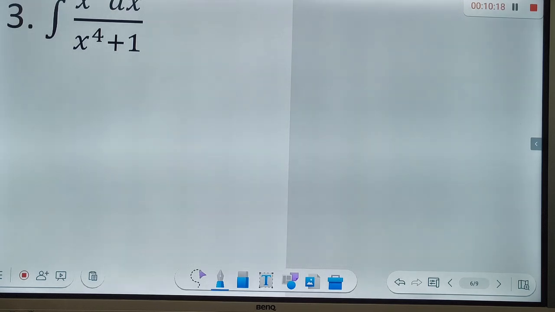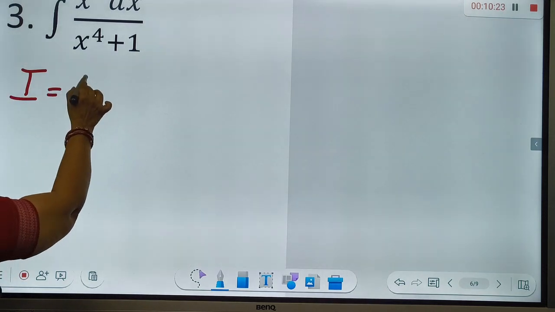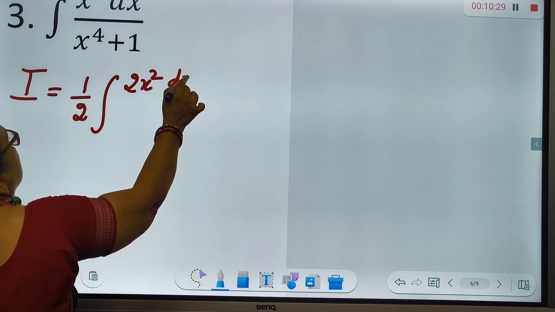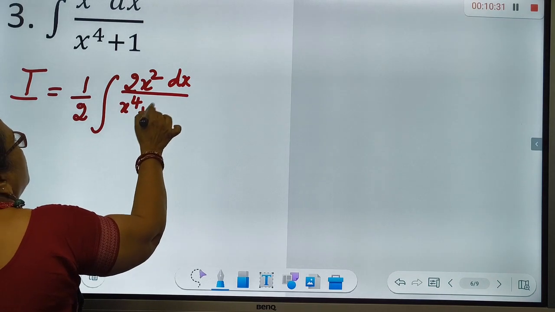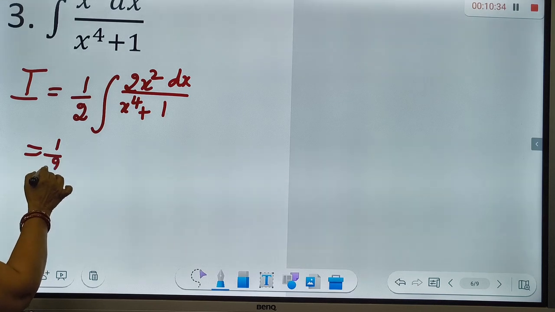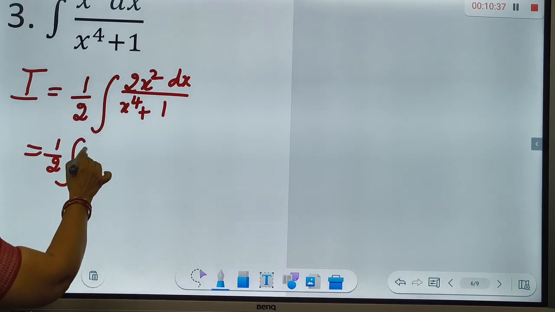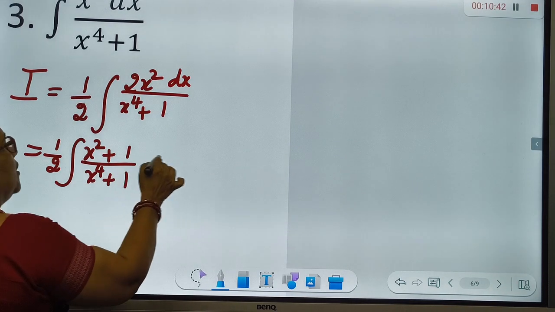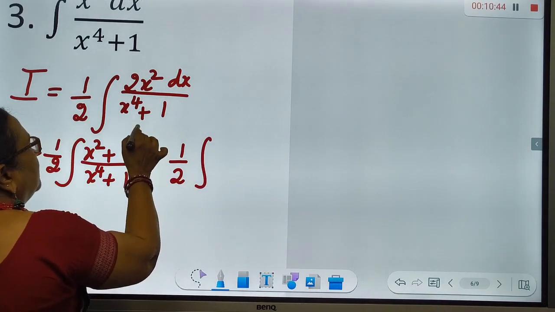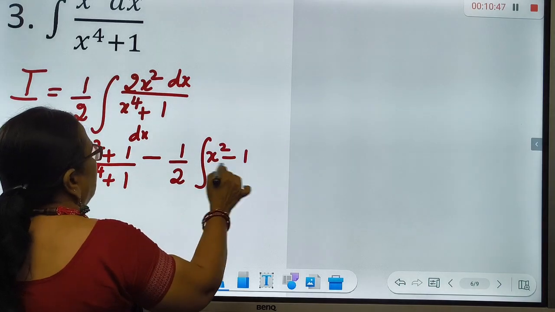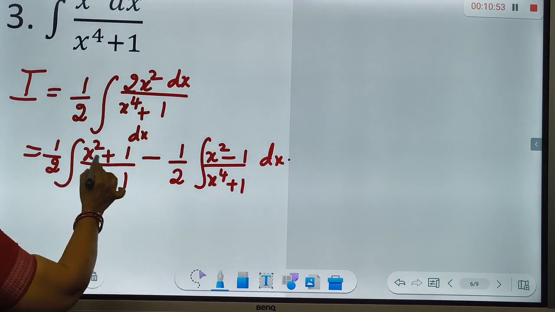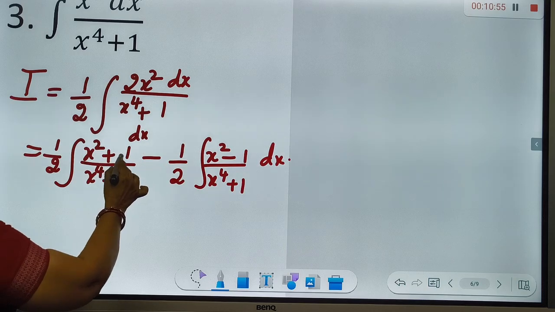Now look at this, x square dx by x power 4 plus 1. So I can write I as half into the same technique, 2x square dx by x power 4 plus 1. This can be further written as half into integral of x square plus 1 by x power 4 plus 1, minus half into integral of x square minus 1 by x power 4 plus 1 dx. So look at the numerator, x square minus x square plus 1 plus 1, 2.